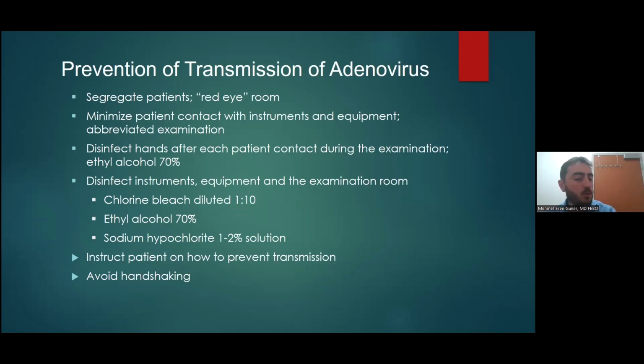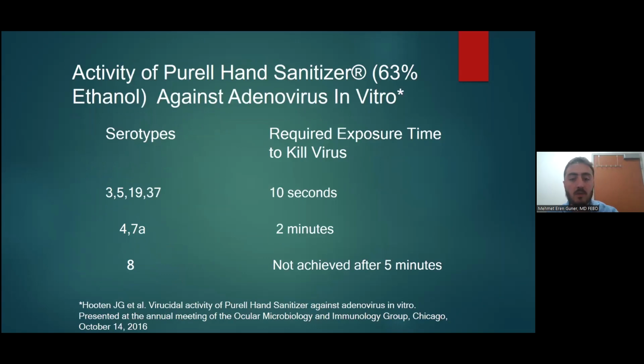So every time you shake hands with the parents, you touch the kid, of course, use the glove, but still disinfect your hands. And I want you to pay attention, ethyl alcohol, 70%. Okay, and disinfect all the instruments with chlorine bleach, ethyl alcohol, and sodium hypochlorite. And again, avoid handshaking with these patients.